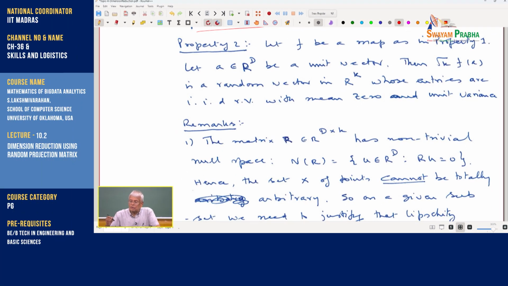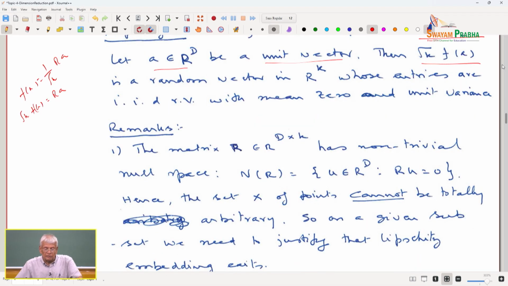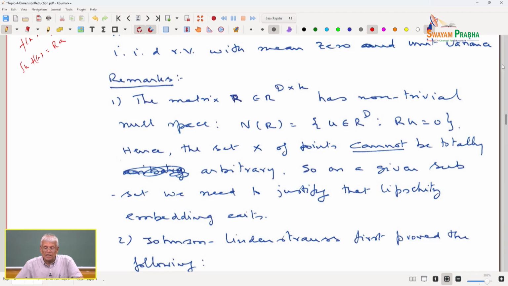So f is a map as in property 1. Let A be in R^D. Now, instead of assuming any vector A, I'm going to normalize the length of the vector. So let A be a unit vector in R capital D. Then f of A is equal to 1 over square root of k times RA. Therefore, square root of k times f of A is equal to RA. It's a random vector in R^k whose entries are IID random variables with mean 0 and unit variance. We have already talked about that in the context of property 1. I'm trying to reinforce it by stating it again.